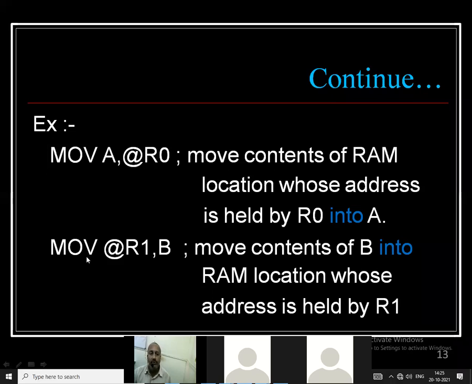Similarly, if we go to the next instruction, this one, move @R1, B. Read the comment and see whether you understand the concept. Move contents of B into RAM location whose address is held by R1.